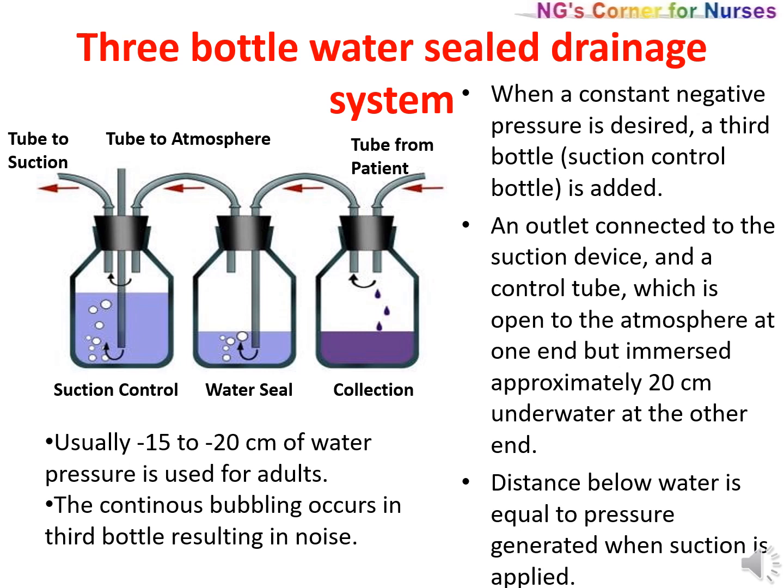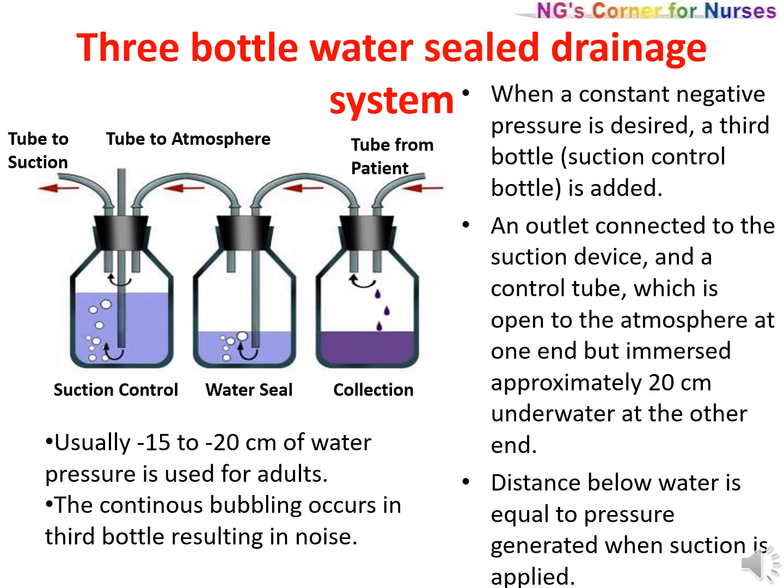Next, coming to the 3 bottle water seal drainage system. When the gravity is not enough and the respiration is too weak and a constant negative pressure is desired, a third bottle is added, which is known as the suction control bottle, and it is added between the water seal chamber and the suction machine.